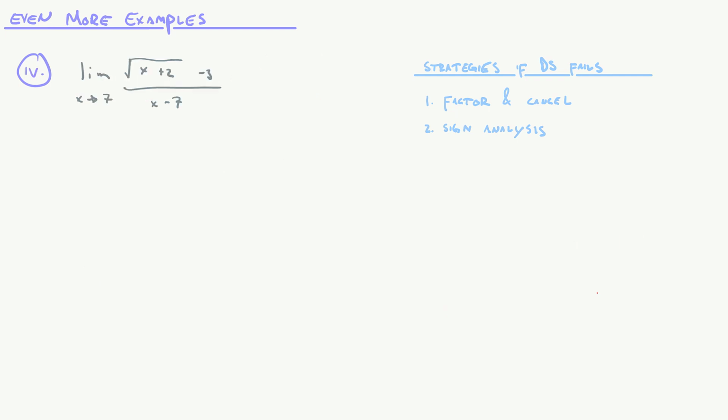What about this one? We've got the limit as x approaches 7 of the square root of (x + 2), minus 3 in the numerator, and then the linear function (x - 7) in the denominator. Well, you can't plug in 7 because it makes the denominator 0, so we can change the way that this thing looks and hope that we can plug in 7 after we do some, what I'm going to call, unsimplification.